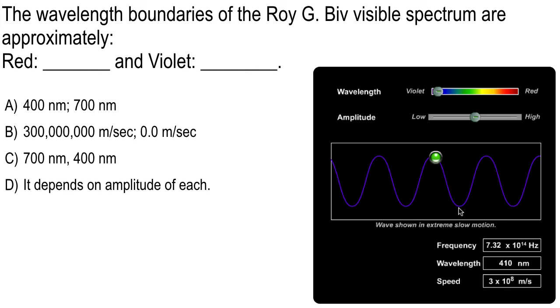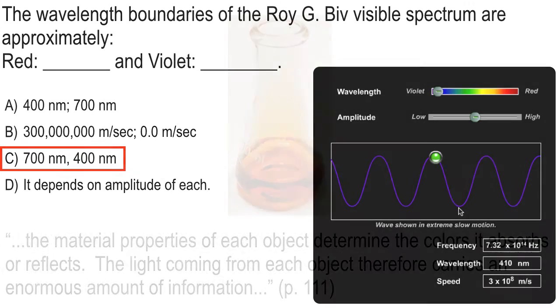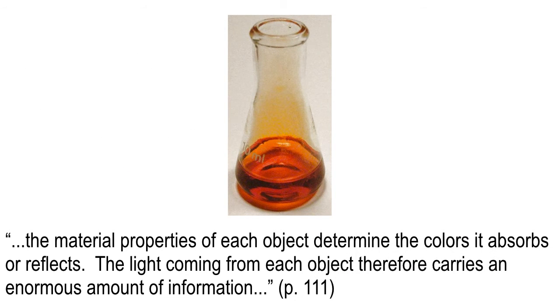Let's see if you guys are, yeah, geniuses. 700 for red, 400 for violet. Try to remember that. And here's a concept. From page 111, the material properties of each object, including stars, determine the colors it absorbs or reflects. The light coming from each object, therefore, carries an enormous amount of information.